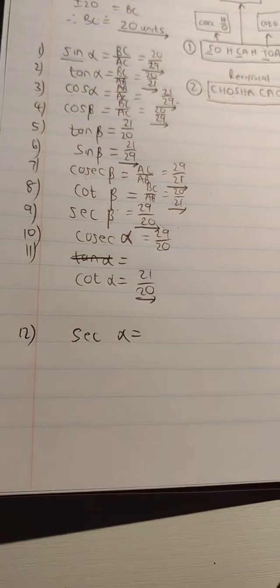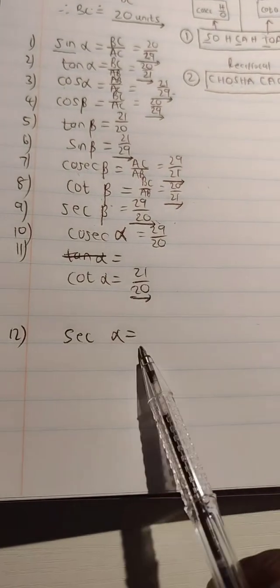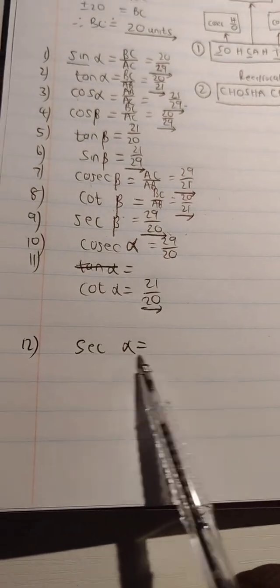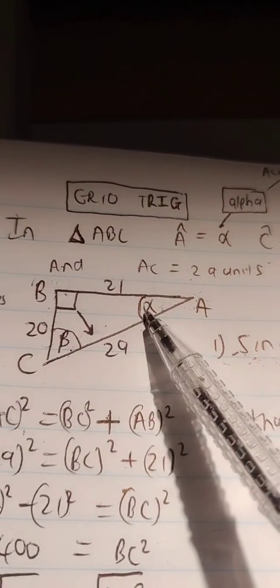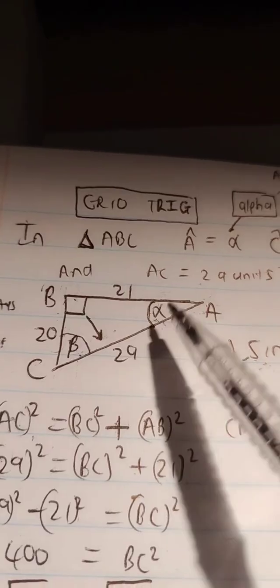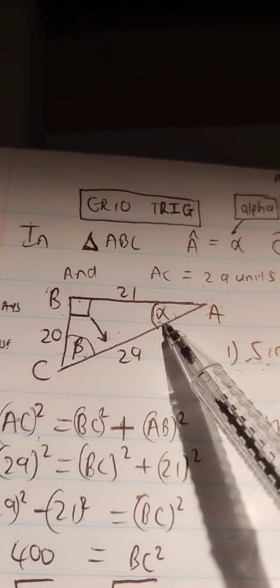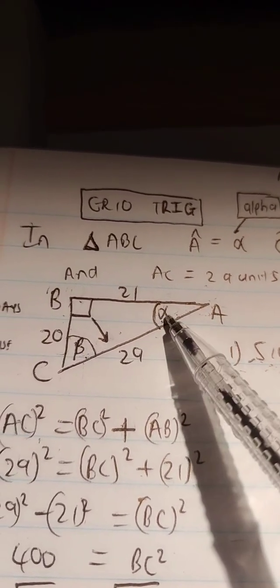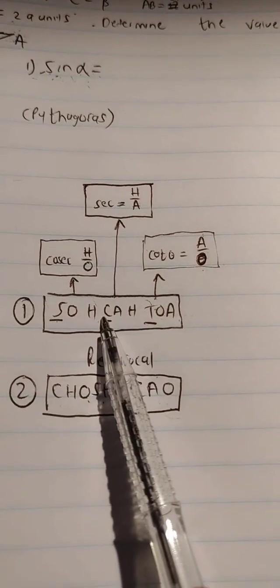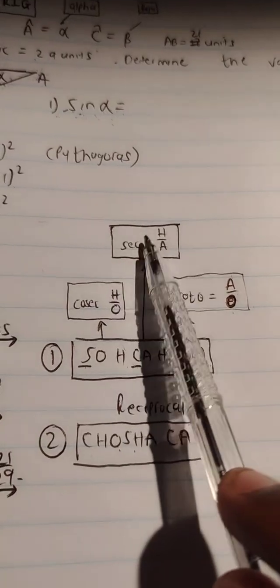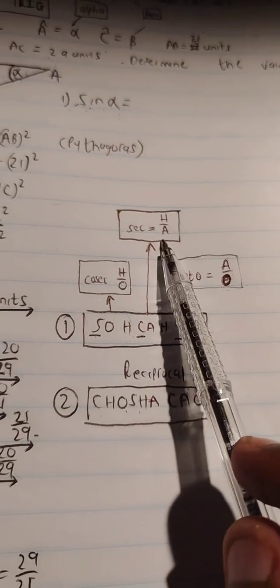Lastly, let's just say what is sec of alpha. Sec of alpha, I repeat, sec of alpha. Where is alpha in the triangle? There is alpha in the triangle. What is the definition of sec in relation to this triangle and the given angle? So sec is the reciprocal of cos, and sec is hypotenuse over adjacent.